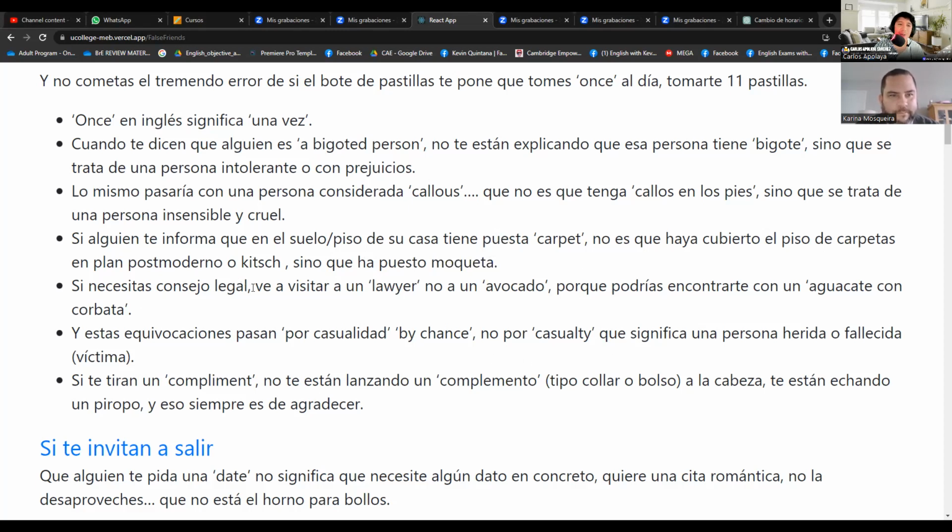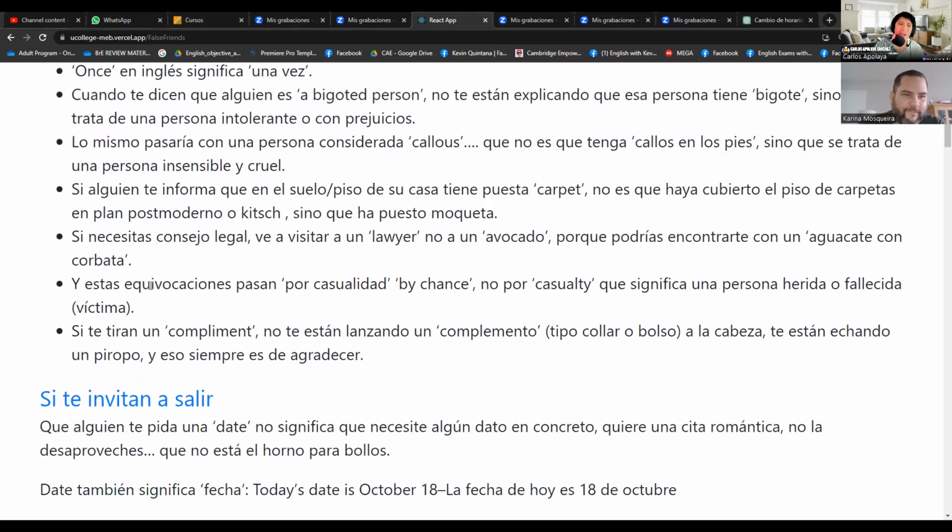Si necesitas consejo legal, te vas a visitar a un lawyer, no un abogado, porque podrías encontrarte con un aguacate. ¿Ok? Si estas equivocaciones pasan por casualidad, by chance, no por casualty. Recuerda que casualty significa una persona herida o fallecida o víctima en algún accidente. Si te tiran un compliment, no te están lanzando un complemento. Te están echando un piropo y eso siempre es de agradecer.